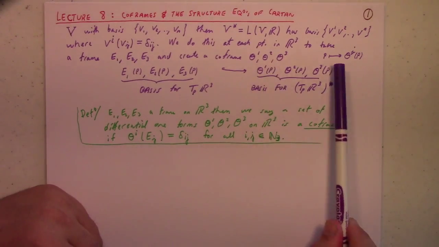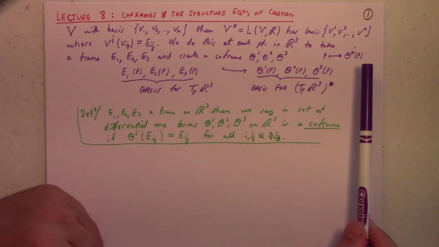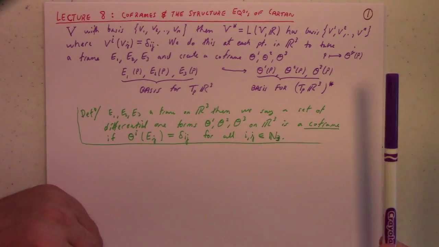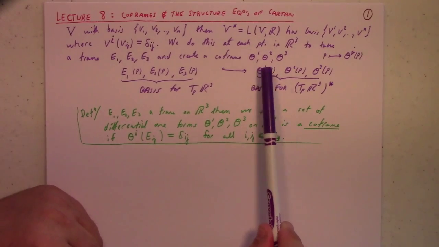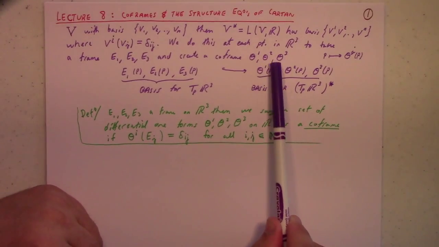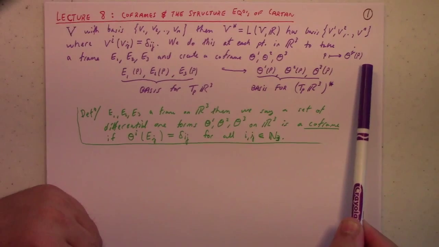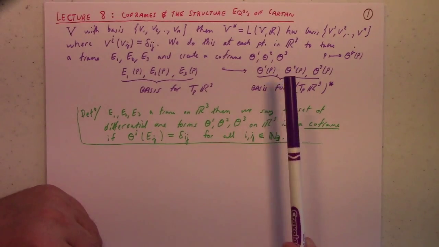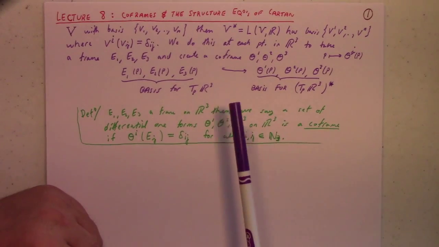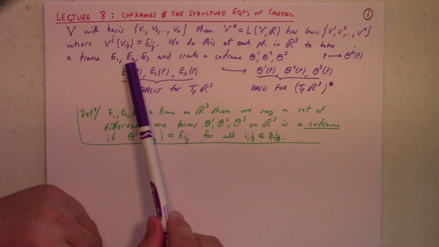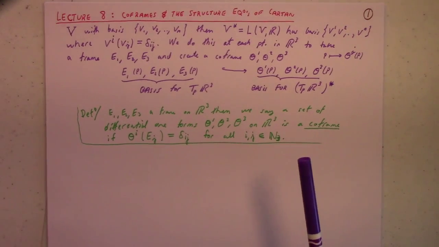That defines a coframe. You might say, why don't you call it a dual frame? I don't know. People call it coframes, and I'm sticking with it. So it's a coframe, theta 1, theta 2, theta 3. It's a set of differential one forms which are, in this sense, dual to the frame field which we're given.